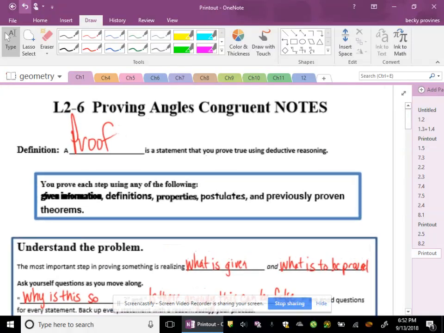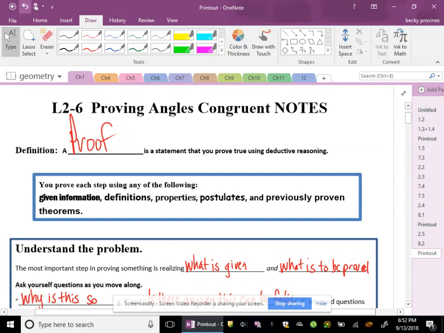Hi guys, we're going to go over lesson 6 over proving angles congruent, and we're going to start with the definition of a proof. All right, so go ahead and fill this blank in.